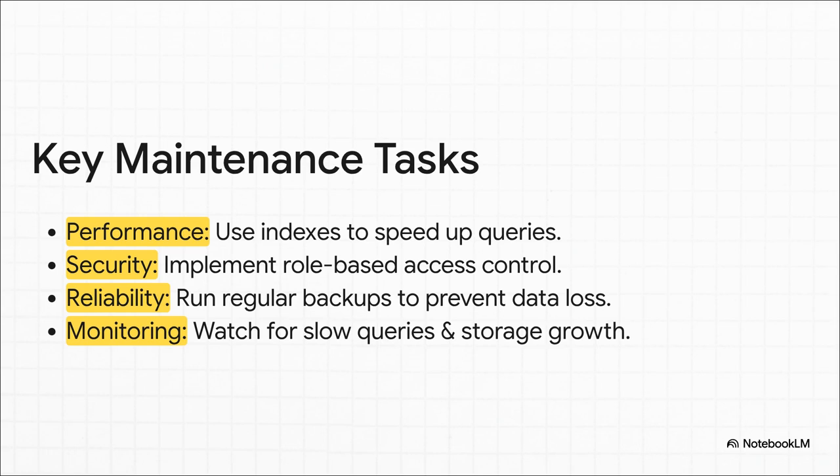For performance, we create something called indexes. You know how a book's index lets you find a topic without reading every page? A database index does the same thing. It lets a query find a specific customer record instantly. For security, we set up role-based access. This is huge. It means an analyst can read the data to build reports, but can't accidentally change or delete it. And of course, regular backups and monitoring are the safety nets that prevent absolute disaster.